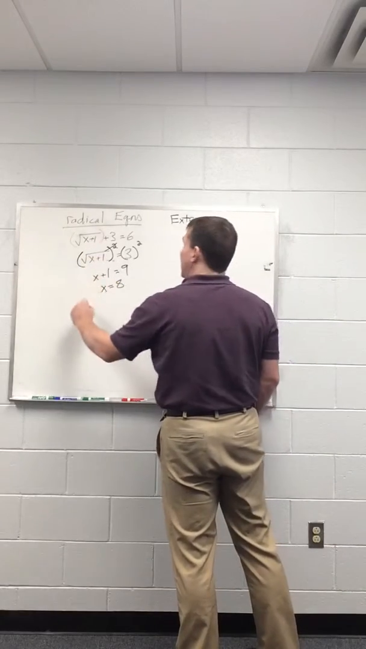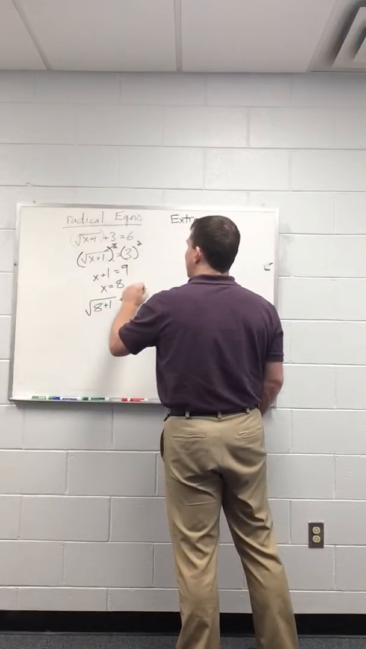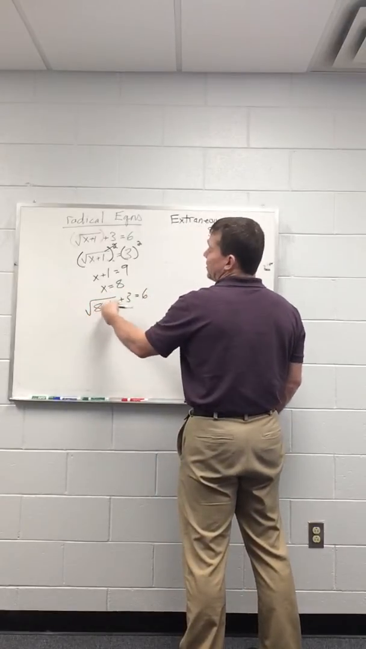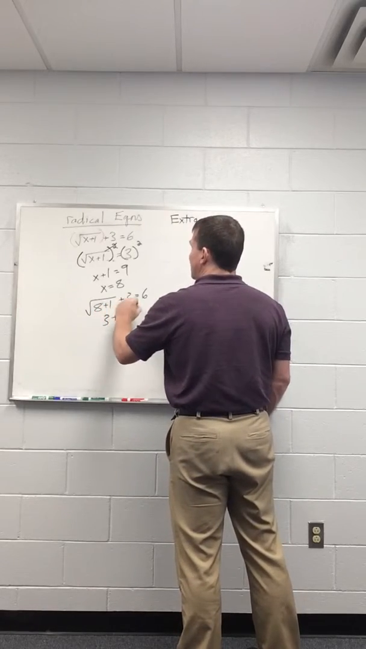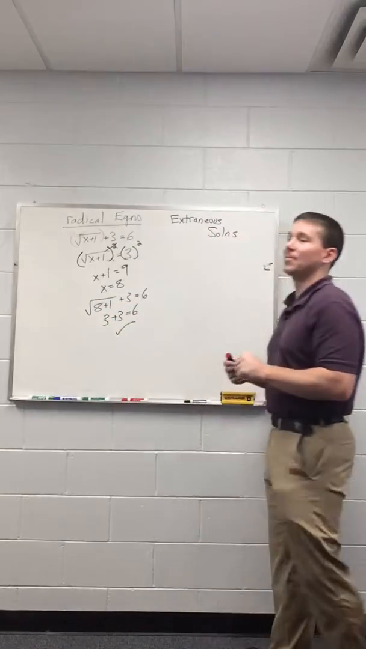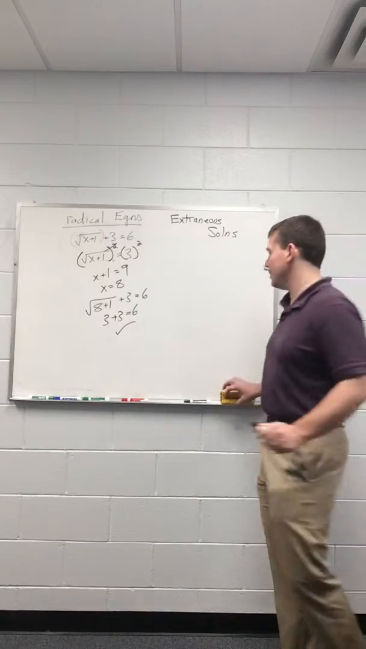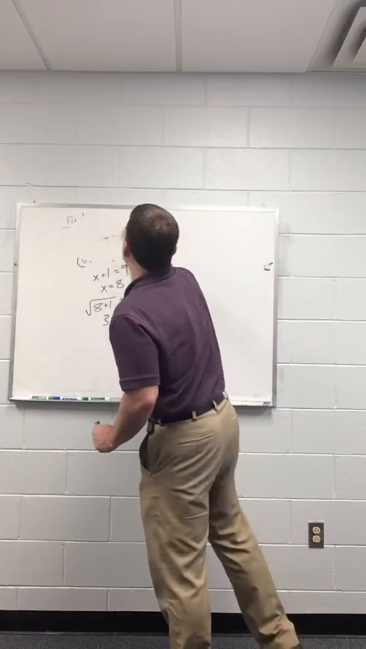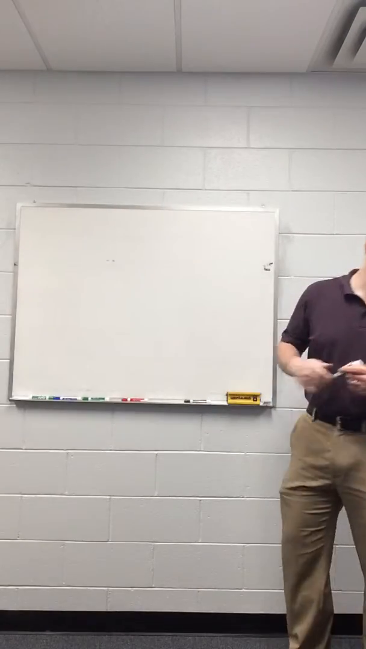In this case, if I plug in 8, I get the square root of 8 plus 1, plus 3 equals 6. The 8 plus 1 is 9. The square root of 9 is 3. So I get 3 plus 3 equals 6, which is certainly true. So there are no extraneous solutions there, and we're good. But let's see, there are lots of different ways we can mess around with these radical equations.